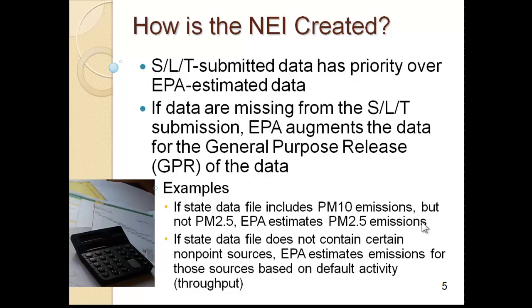An example of this is that if a state data file includes PM10 emissions, but not PM2.5, EPA estimates the PM2.5 emissions based on the PM10 emissions and adds those emissions to the NEI GPR data. Another example is that if a state data file does not contain certain non-point sources, for example, residential heating emissions, EPA estimates those emissions based on default activity data, like perhaps they get from a federal website, and adds those emissions to the NEI GPR data.